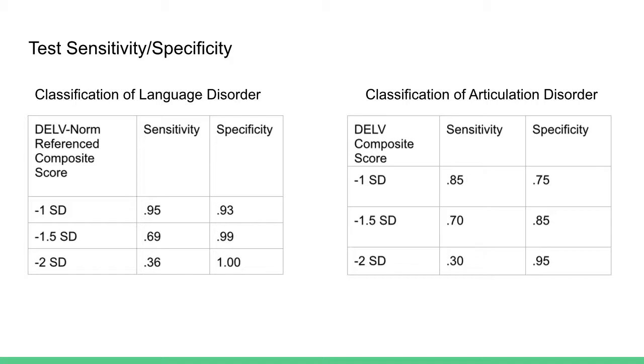As you can see, there is excellent sensitivity and specificity at 1 standard deviation below the mean for classifying language disorders, while lower sensitivity and specificity for articulation disorders is still considered good at 1 standard deviation below the mean. Overall, there is a strong specificity throughout. However, you can see that sensitivity decreases dramatically at 2 standard deviations below the mean, which is something to be aware of when interpreting the results.